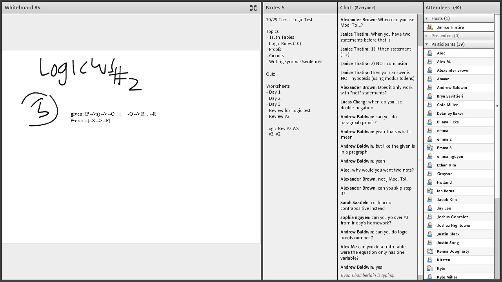Truth table. Sure, Alex. Write this down: truth table with one variable. Got it. Okay, so I'll make my 2 columns.